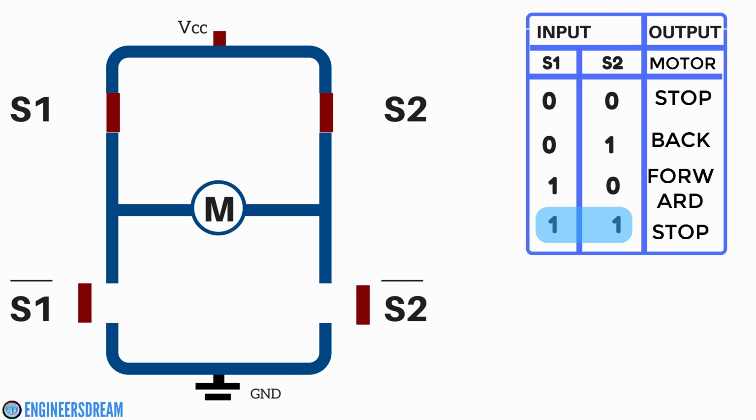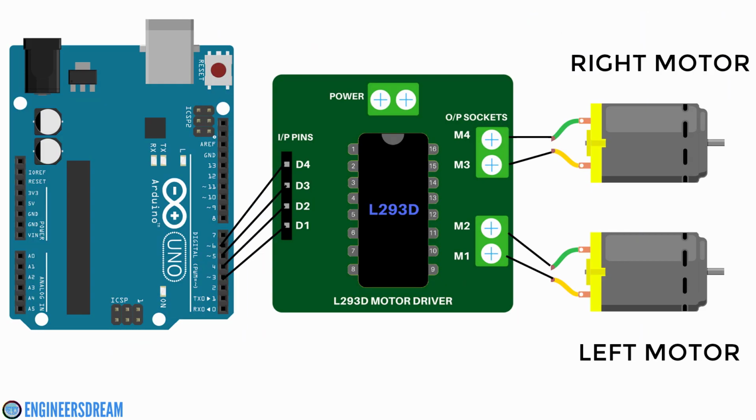Now guys, after understanding the conditions, let's look at a very simple example. If you connect pin number 3 and 4 from the Arduino to the D1 and D2 pins of the motor driver, similarly, if you connect pin number 5 and 6 from the Arduino to D3 and D4 pins of the motor driver, next, if you connect the M1 and M2 socket of the motor driver to the left motor, and if you connect the M3 and M4 socket to the right motor, then when you write any command on pin number 3 and 4, the left motor will be controlled, and when you write a command on pin number 5 and 6, the right motor will be controlled.